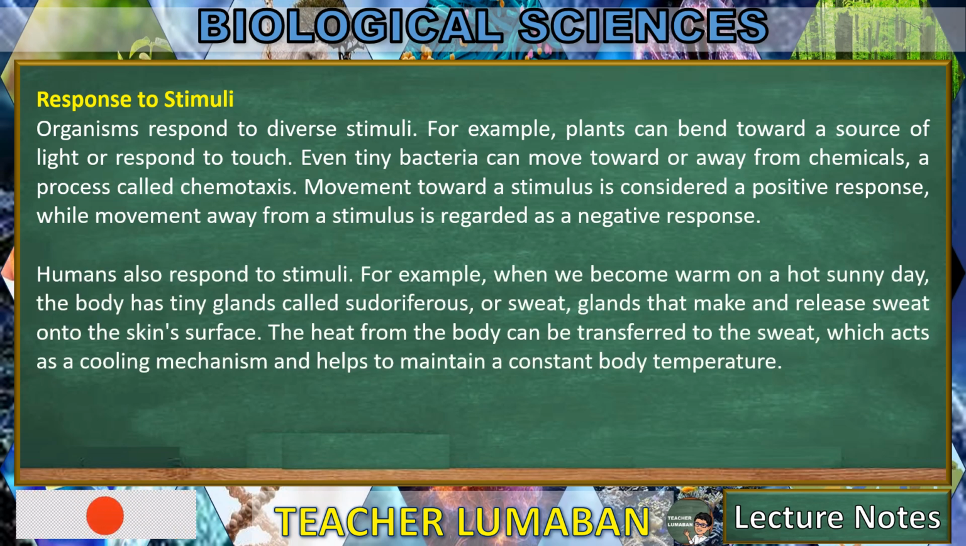Humans also respond to stimuli. For example, when we become warm on a hot sunny day, the body has tiny glands called sudoriferous, or sweat glands, that make and release sweat onto the skin's surface. The heat from the body can be transferred to the sweat, which acts as a cooling mechanism and helps to maintain a constant body temperature.